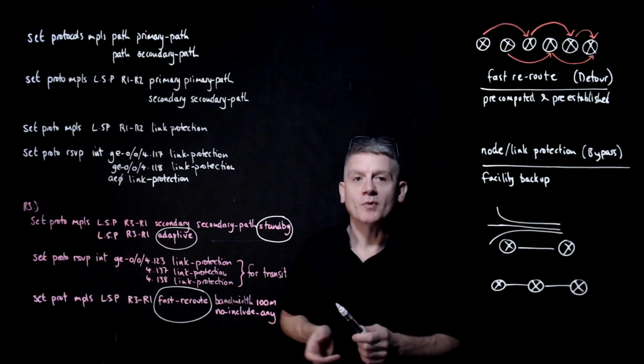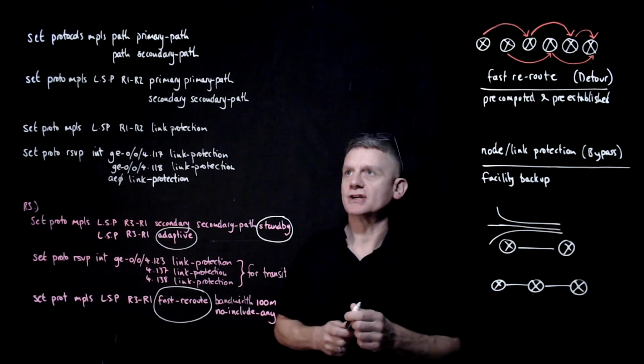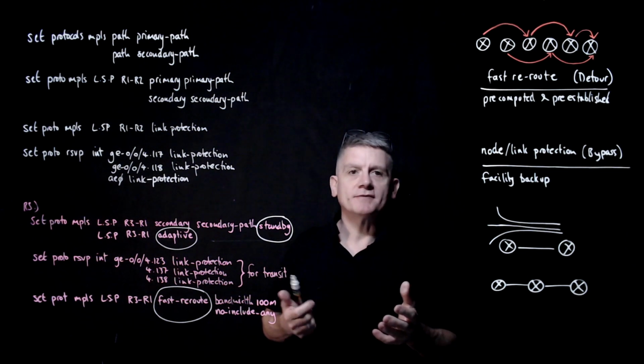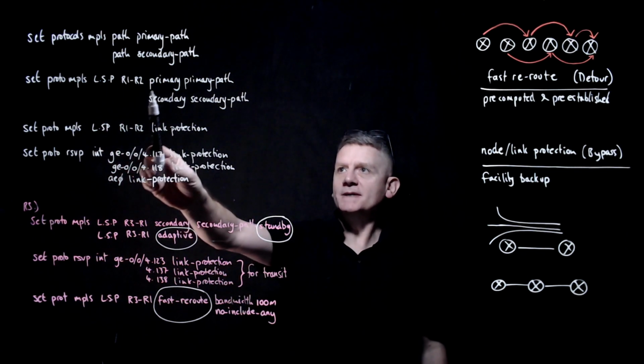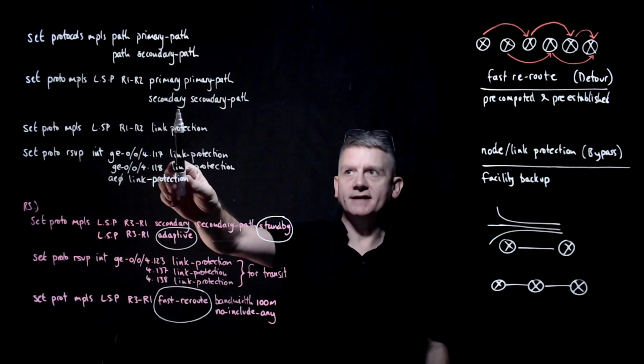Okay, so we're in Superlab 1. We've been asked to configure traffic protection. Now, there are several different mechanisms. We'll start from the top. So from the top here, we're going to be using the keyword primary and secondary.